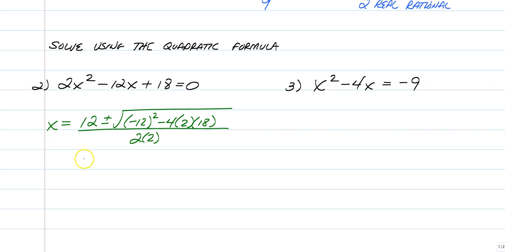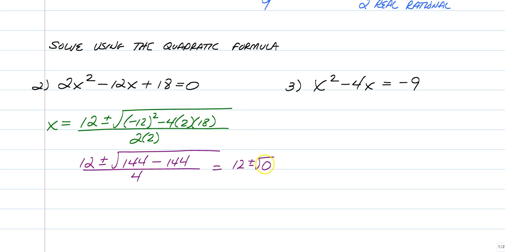To simplify that up a little bit, we're going to have 12 plus or minus the square root of 144 minus 144 all over 4. Now we know that 144 minus 144 is going to give us 0. So what that step would look like is just 12 plus or minus the square root of 0 over 4. Now since the square root of 0 is just 0 and there's no positive or negative, our final answer is just going to be x is equal to 12 over 4, which is 3. So x is equal to 3.